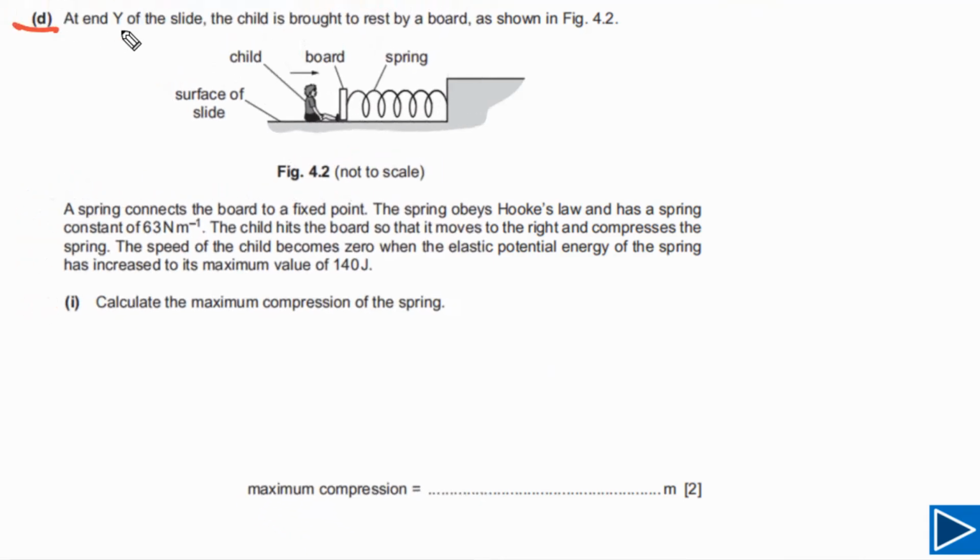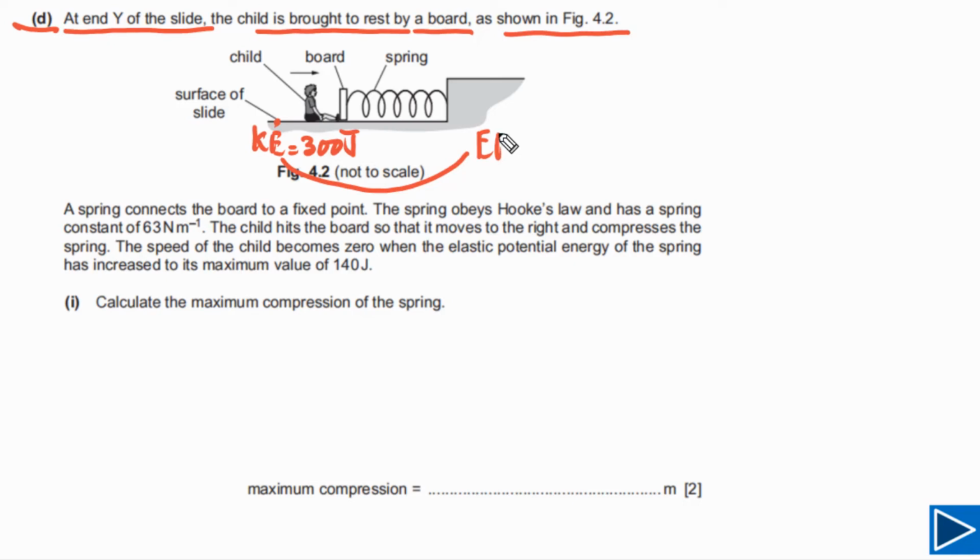For part D, it is given to us that at end Y of the slide, the child is brought to rest by a board as shown in figure 4.2. We have already discussed that at point Y, kinetic energy of the child is equal to 300 joules. In this case, the child will use this kinetic energy, and this kinetic energy will be converted into EPE, meaning elastic potential energy, and the value of elastic potential energy is given to us, that is equal to 140 joules.